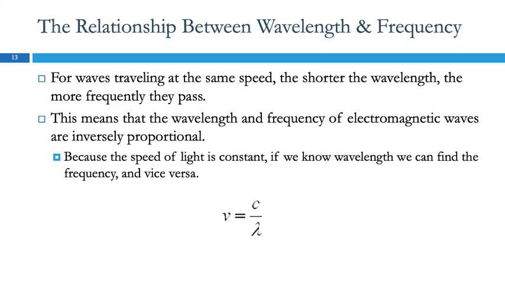So when the waves are traveling at the same speed, the shorter wavelength means they'll hit more frequently. So the wavelength and the frequency for electromagnetic waves are inversely proportional. If the wavelength is long, then the frequency is small. If the wavelength is short, the frequency is high. And the speed of light is constant, and so we can see this relationship between frequency and wavelength.